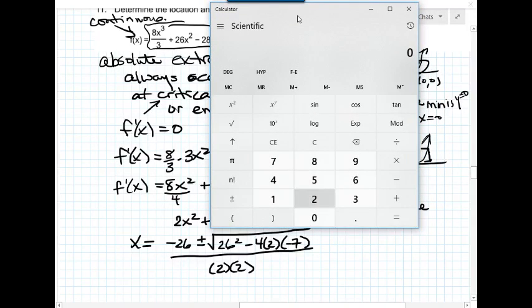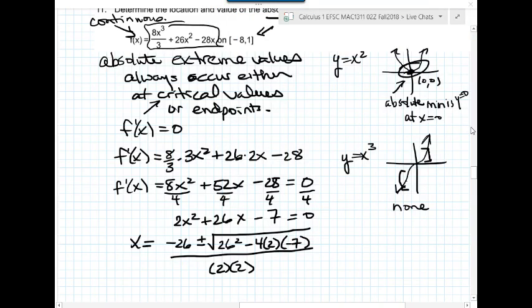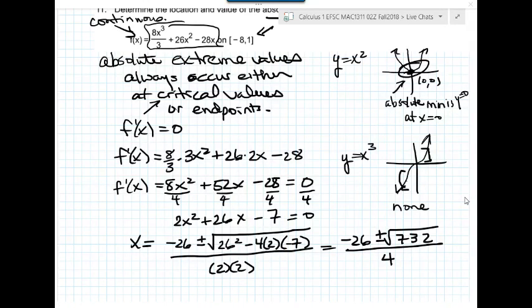And we want to find the critical values, which is where the derivative is equal to 0. So we need to solve this equation. Let's go ahead and divide through by 4 on both sides, because that'll make our numbers a little smaller. We'll have 2x squared plus 26x minus 7 equals 0. Now you can use factoring or the quadratic formula to solve for x.